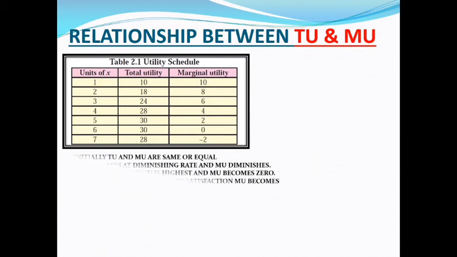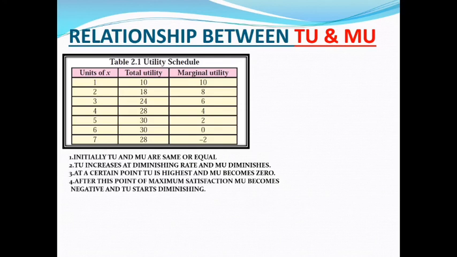Yes, my dear students, initially TU and MU are the same or equal, as we can see on the first unit, 10-10. TU increases at a diminishing rate and MU diminishes. From the next unit, that is 2, 3, 4, 5, 6 and 7, we can see TU is increasing but at a diminishing rate. At unit 5 it becomes 30, at 6 it is a constant 30, and then at 7 it becomes 28. That means it is also going to diminish after a certain point, whereas MU diminishes from the very beginning.